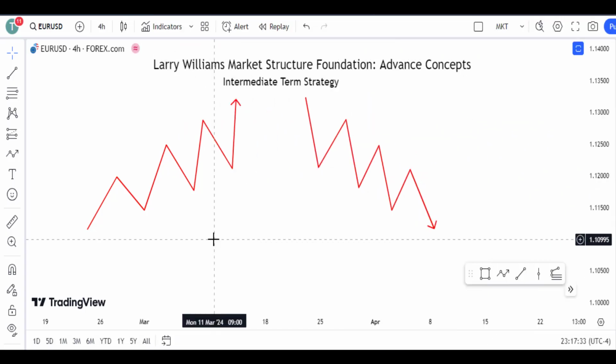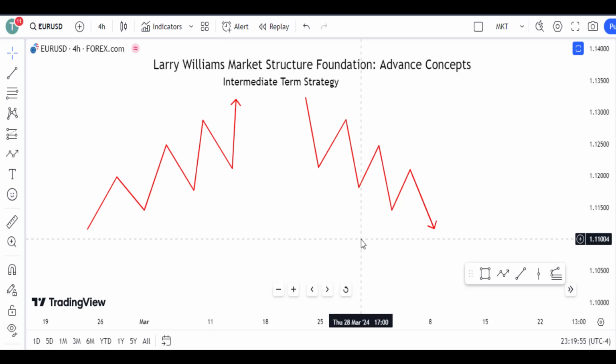In today's video, I'm going to talk about Laurel's market structure foundation, which is called the advanced concept. In this advanced concept, we are going to look at the intermediate term strategy. The intermediate term strategy is one of the most powerful trading strategies that you have ever come across in the financial market. This is because without the intermediate term strategy, market structure foundation is empty. It's like a wall of emptiness.